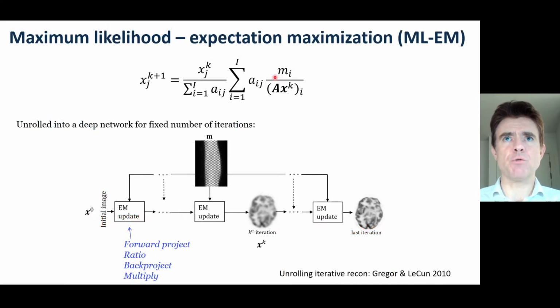So there is that algorithm again, shown at the top of this slide here. Basically forward project, ratio, back project, multiply to get the update, obviously need to normalize by the sensitivity image.